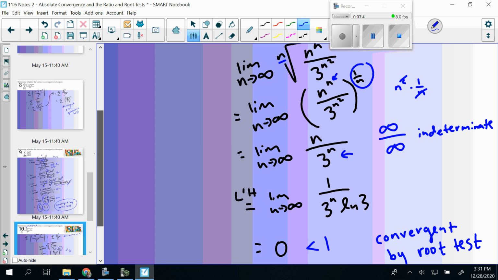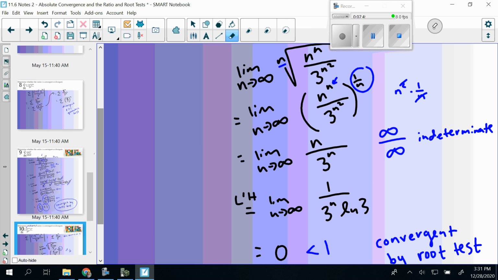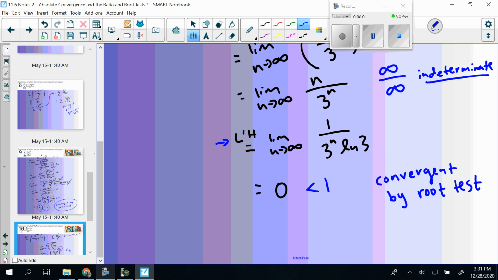So what is this going to do as we go to infinity now? Well, n's going to go to infinity. 3 to the n's also going to infinity. That's indeterminate. We need to use L'Hopital's here. So derivative of the top is 1. Derivative of the bottom is 3 to the n natural log 3. As we go to infinity now, top's just going to be 1. Bottom is infinity. So that's going to go to 0, which is less than 1. So this one is convergent by the root test.